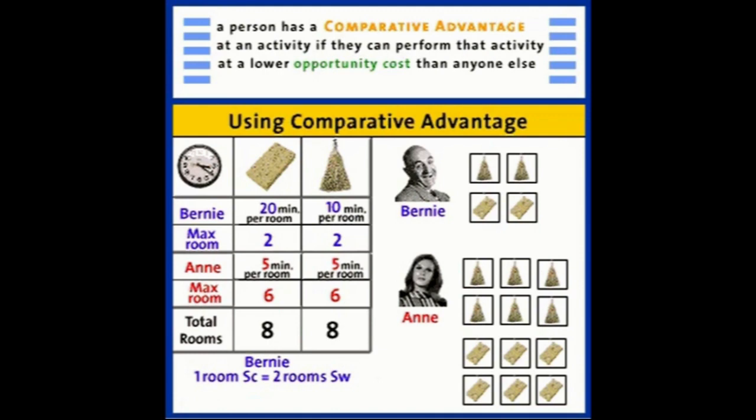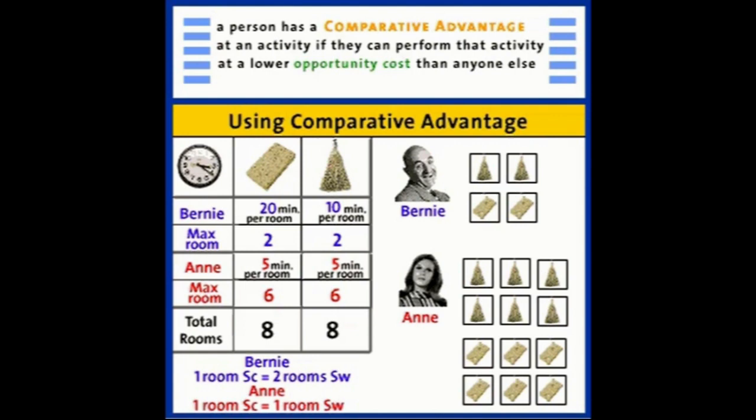Now, you can also express this by dividing both sides by 2. His opportunity cost of sweeping 1 room is half a room that he doesn't then have time to scrub. So the opportunity cost for Bernie of scrubbing 1 room is 2 rooms worth of sweeping that he doesn't do.